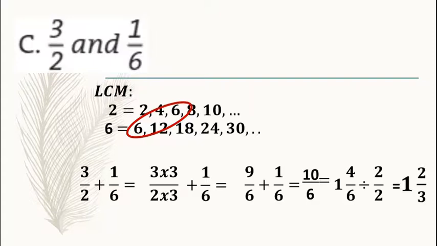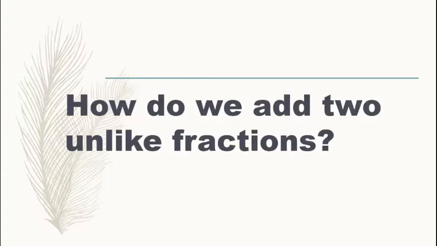So you need to copy 1. 4 divided by 2, that is 2. 6 divided by 2, it's 3. So now we can see that 3 over 2 plus 1/6 is equal to 1 and 2/3. So how do we add two unlike fractions?